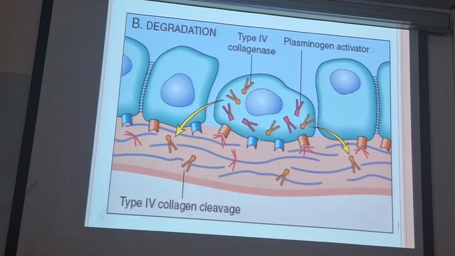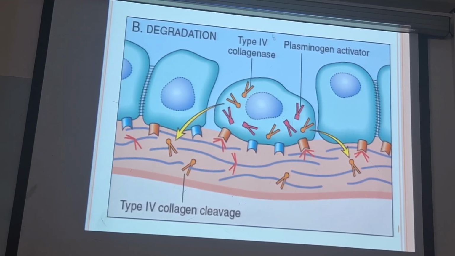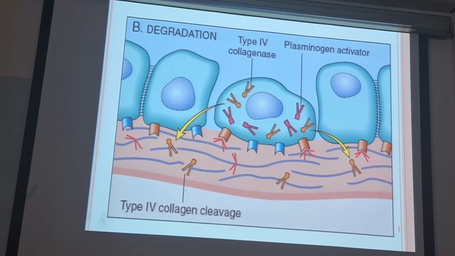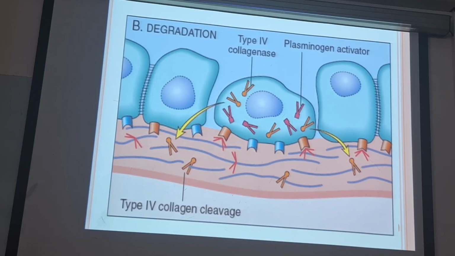In this picture, you can see some types of collagenase, for example, type 4 collagenase, because type 4 collagen is one of the most important proteins in the basement membrane. So for cleaving the basement membrane, we need some proteases and some type 4 collagenases. The tumoral cells themselves and also some inflammatory cells and other stromal cells start making some proteases.